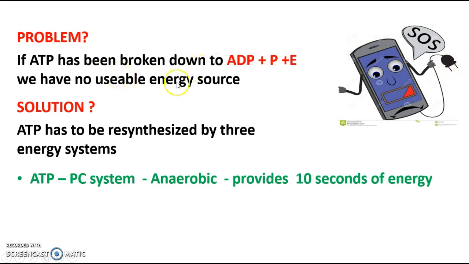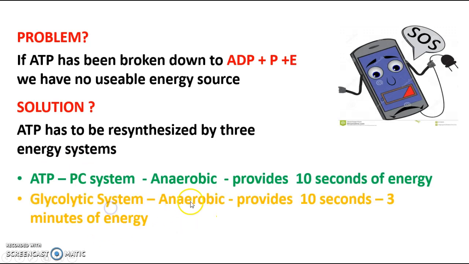So what are these energy systems called? Well, the first one's called the ATP-PC system. That's what we're focusing on today. It's an anaerobic system and it provides us with 10 seconds of energy. So once the ATP's been broken down, it gives us 2 to 3 seconds. Then we need to use PC alongside ATP to get that ATP back and give us 10 seconds of energy. The other charger, or energy system, is the glycolytic system.